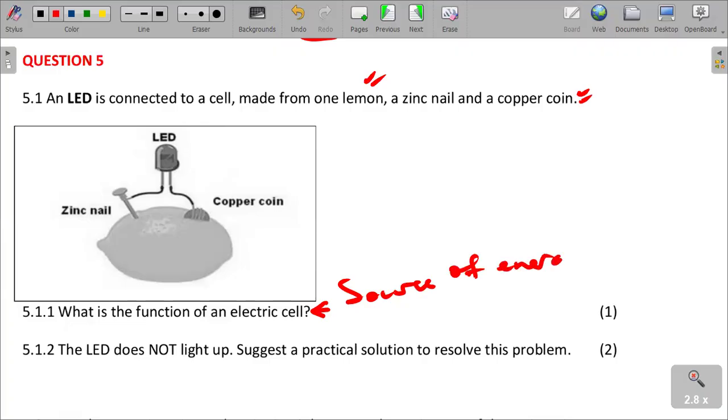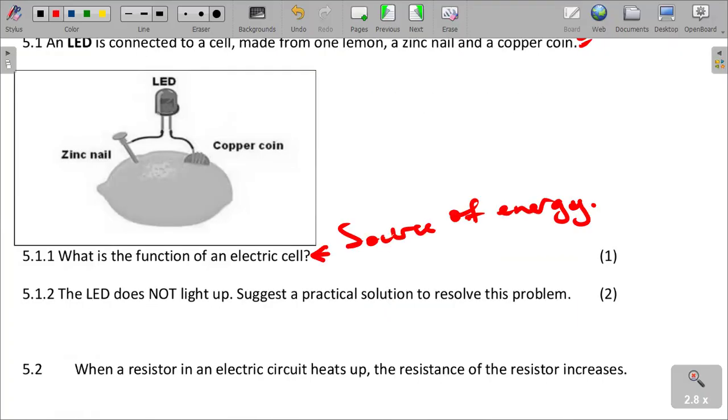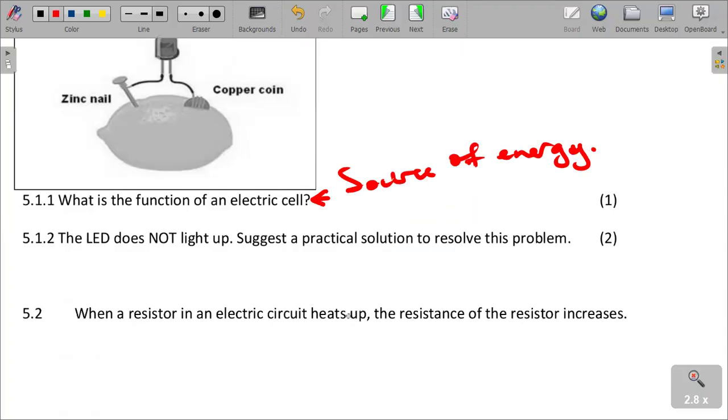Source of energy. That is why the nail is there. It's a source of energy. The LED does not light up, which suggests a practical solution to solve this problem. It does not light up. So if it does not light up, we need to have what?